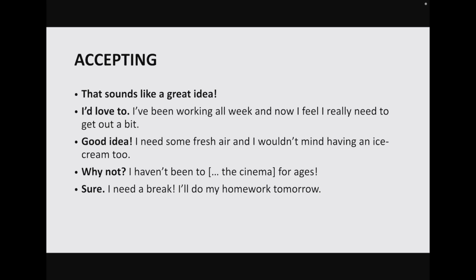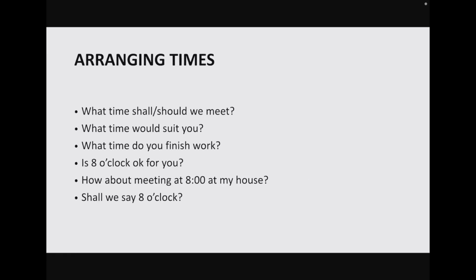That sounds like a great idea. I'd love to. I've been working all week and now I feel I really need to get out a bit. Good idea. I need some fresh air. And I wouldn't mind having an ice cream too. Why not? I haven't been to the cinema for ages. Sure, I need a break. I'll do my homework tomorrow.